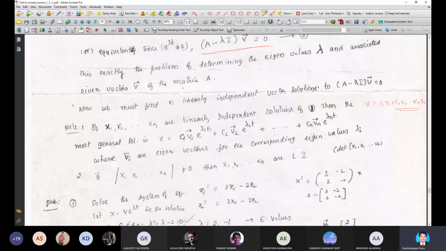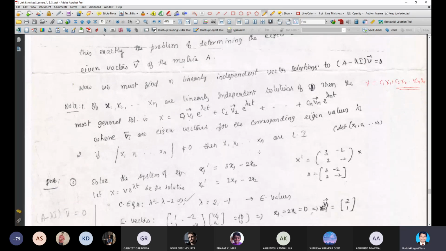For showing linear independence or dependence, you can see the determinant of x1, x2, x3, so on, xn is not equal to 0 because they are independent. If it is equal to 0, they are dependent. Okay, that is it. Now see the problem.